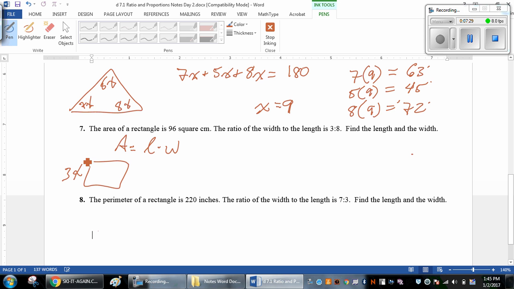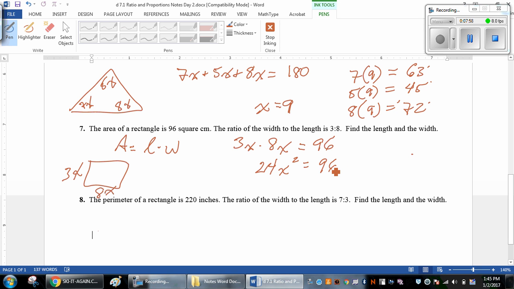So if one side's 3, that's 3x. The other side's 8x. Now the difference is here, I'm multiplying these together. So when I'm multiplying together, we got to make sure we remember the difference between multiplying variables and adding variables. So 3x times 8x equals our area, which is 96. We can multiply the 3 and the 8. We can multiply the x's, and that gives us x squared. Make sure you have that x squared there.